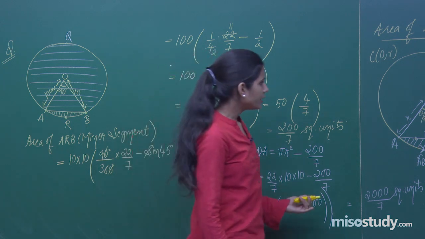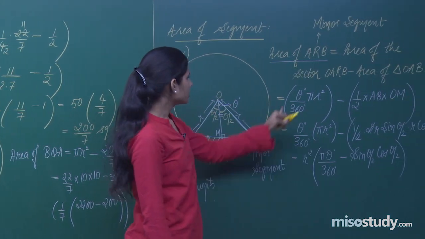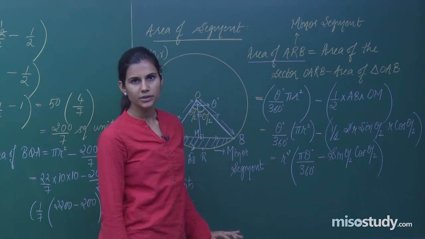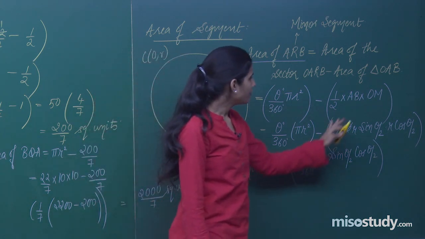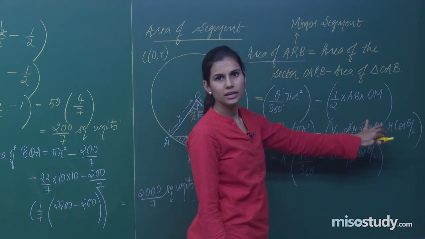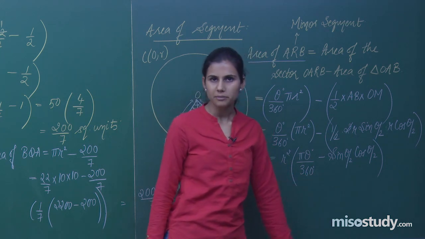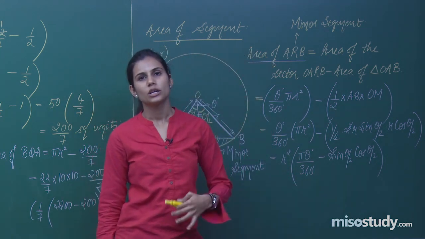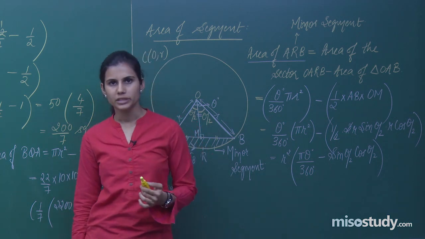Is it clear? We did nothing, we just computed the area of this sector, which is theta by 360 pi r square, and then we said half into base into height. Half into base into height actually gave me the area of the triangle. From the area of the sector, I removed the area of the triangle and I got the area of the minor segment, and then from the area of the circle you remove the area of minor segment, you get the area of major segment. That completes our discussion over the area of segment.